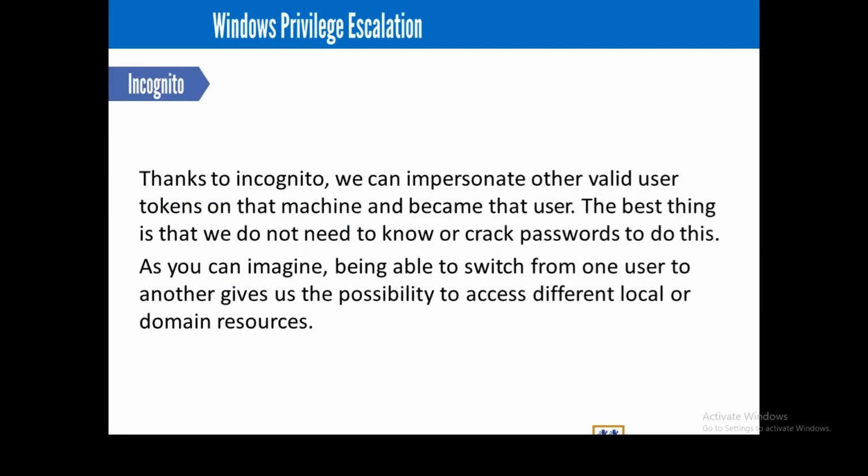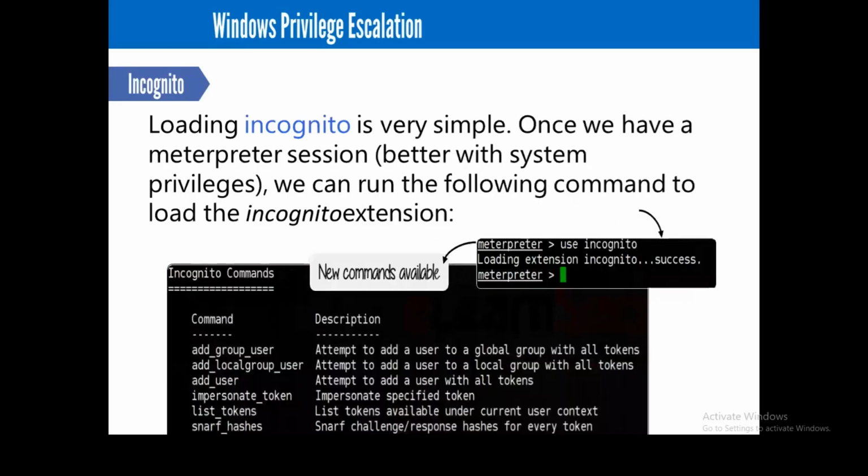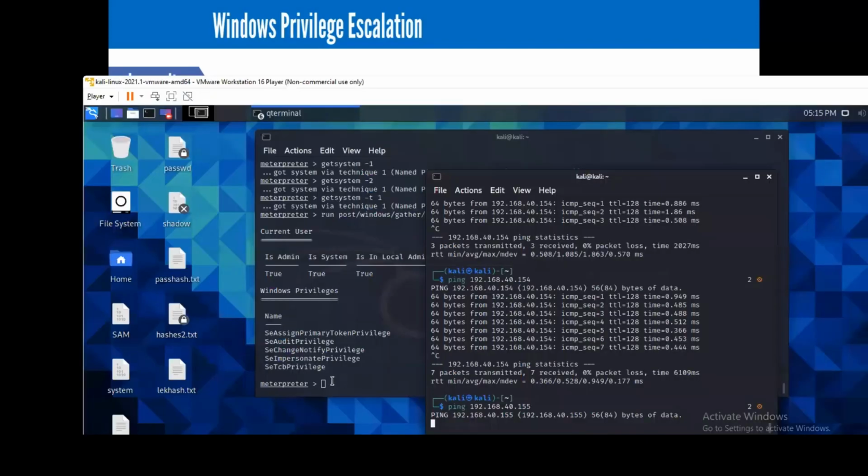So with incognito, we can impersonate other valid users' tokens on the machine and become that user. The best thing is that we do not need to know or crack a password to do this. You can imagine being able to switch from one user to another gives us a possibility to access different local or domain users. So how do you load incognito? It's very simple. Once we have a Metasploit session, better with system privilege, you can run the following command to load the incognito extension. So for you to load it, you just type use incognito.